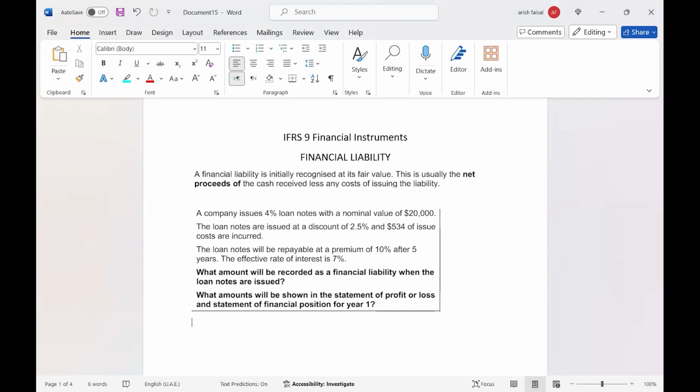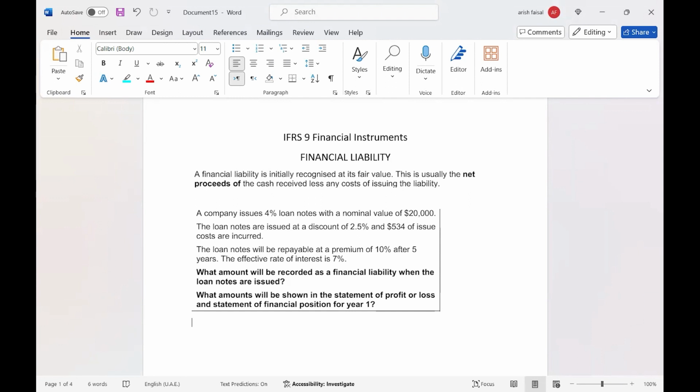So the notes in total have a 20,000 nominal value, and the interest to be provided to the investors would be 4% every year. Now, the loan notes are issued at a discount of 2.5%.